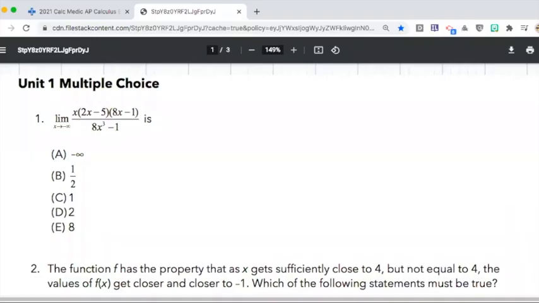All right, welcome everybody. We're going to do Unit 1 multiple choice from Calcmedic. So let's start on the first one.